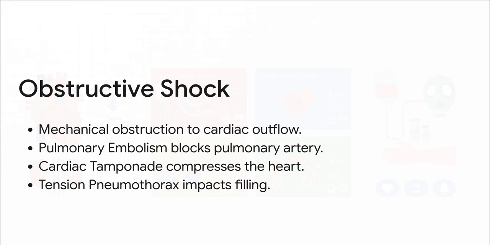Picture a massive pulmonary embolism, a huge clot just blocking the pulmonary artery, or a cardiac tamponade, where fluid fills the pericardial sac and rapidly compresses the heart, literally stopping the chambers from expanding. The real tragedy here is that the pump is totally fine, the fluid is there, but a physical barrier, like a severely kinked hose, stops the flow entirely.